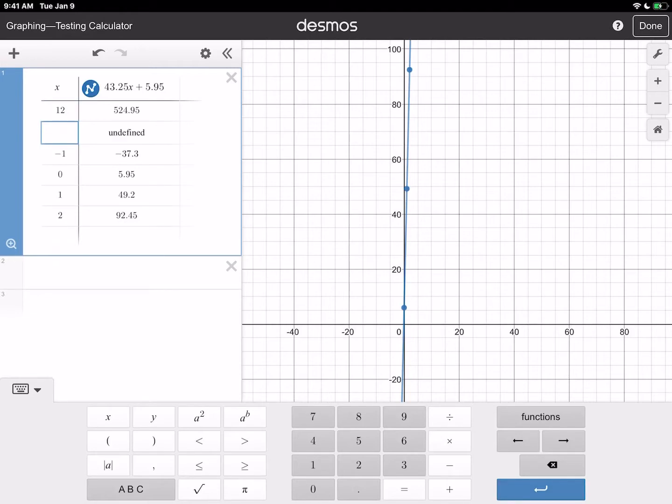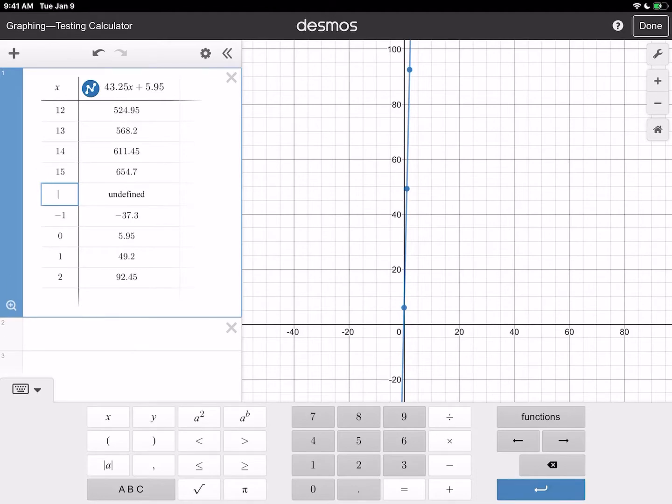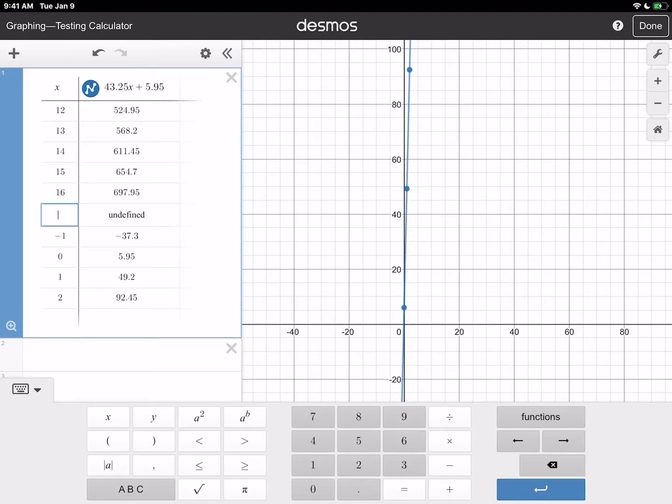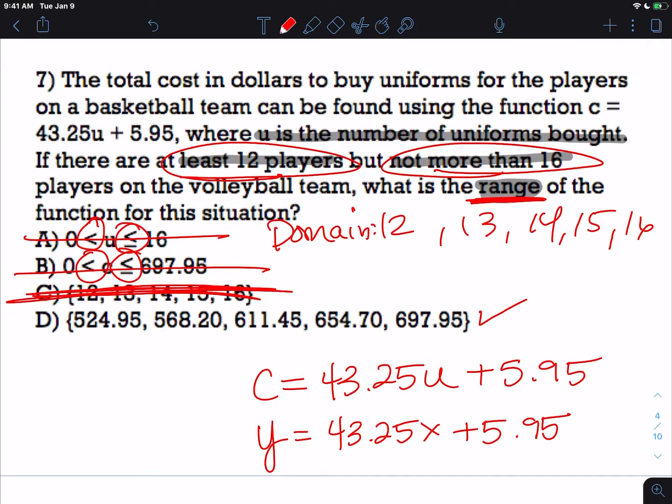12, 13, 14, 15, 16. And I'm going to look back at my answer choices and verify that those are the correct numbers. And they are. Remembering that the other way to do this would be for me to plug in each one of my domains in here and see what the value comes out to be. But I can use my calculator because I already know how to do that.